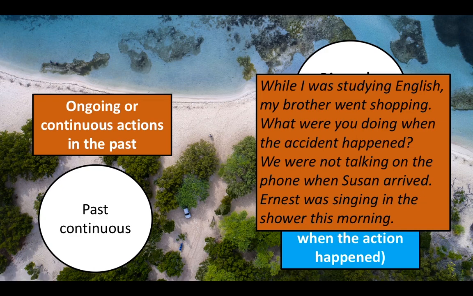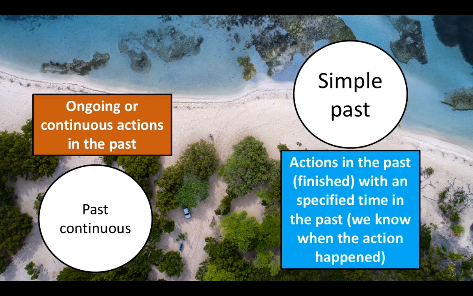Ernest was singing in the shower this morning. It's an example of the past continuous because we're talking about an activity that is ongoing or continuous in the past. That means that the action had a duration in the past. It was not a finished action, it was an ongoing and continuous action in the past. And that is the difference between the simple past and the past continuous.